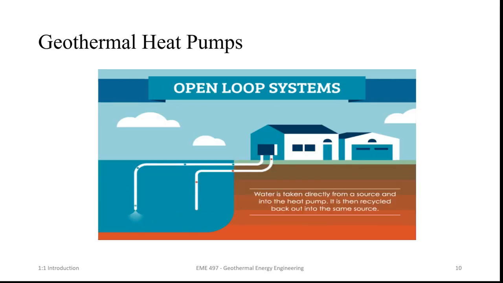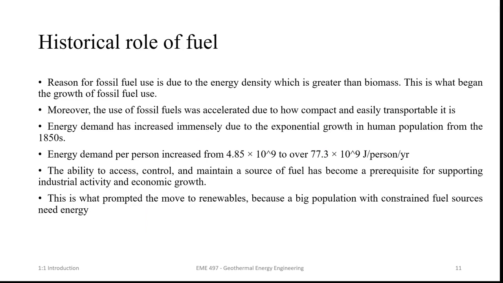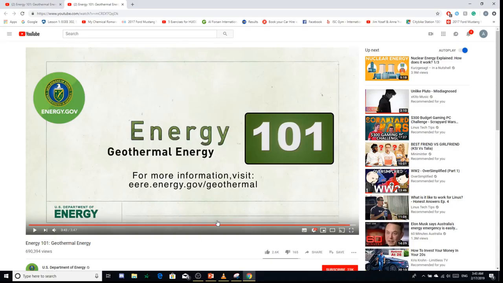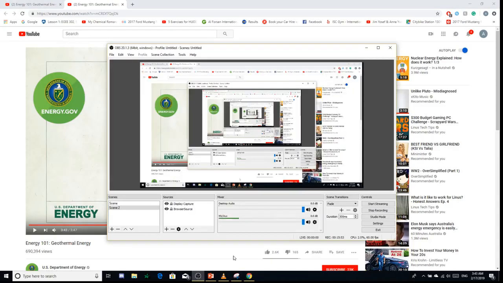And then there's the open loop system, which basically is just an open loop system, really. Water is taken directly from a source and into the heat pump. It is then recycled back out into the same source. And yeah, so for the historical role of fuel, I will put in my second part of the presentation.